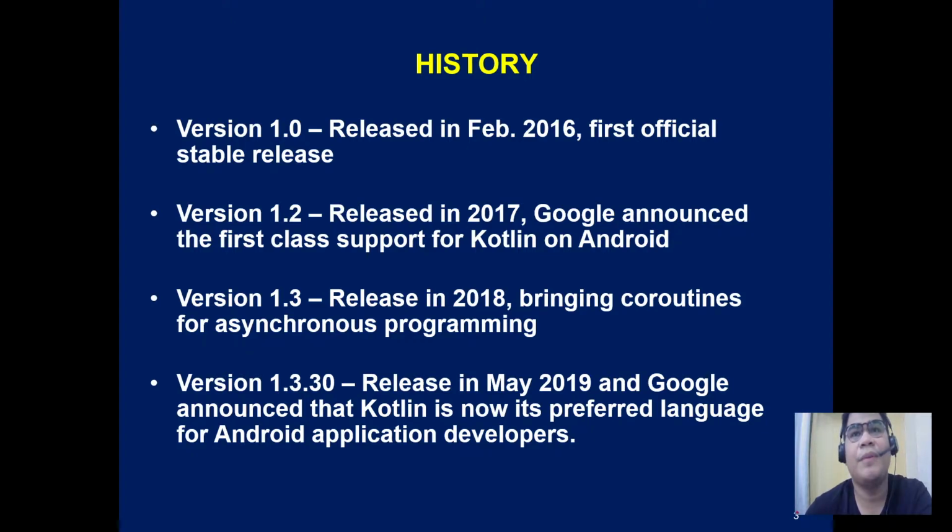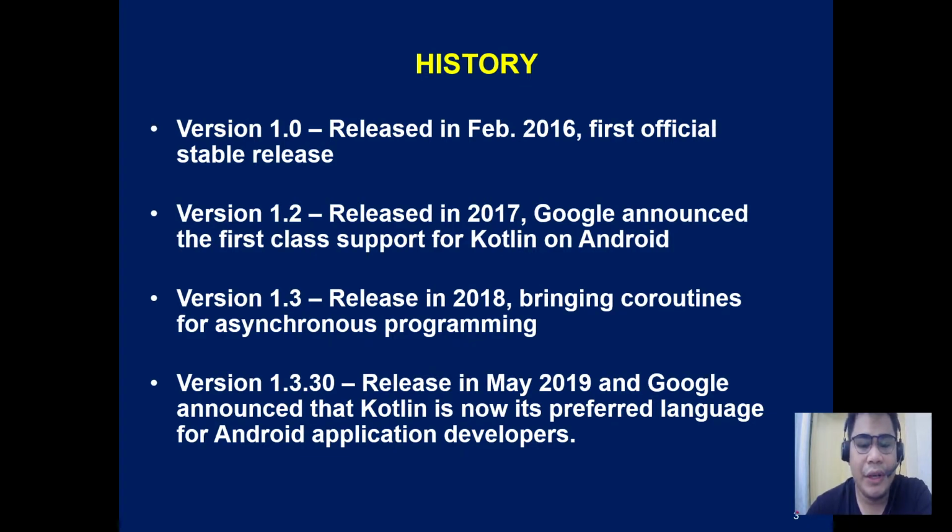Remember, we all know that Android is now owned by Google. So that's why they have something to do with Kotlin, because they developed Kotlin for the sole purpose of Android development. Google announced first-class support for Kotlin on Android. So Kotlin is now compatible with Android development, and it was version 1.2, the official release during 2017, and the next one after that is version 1.3.